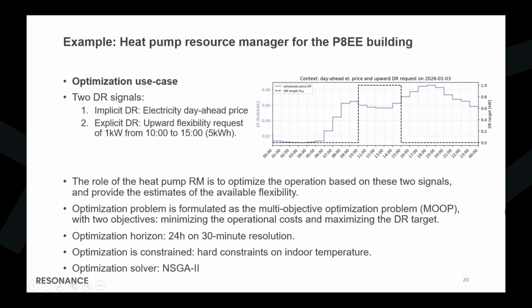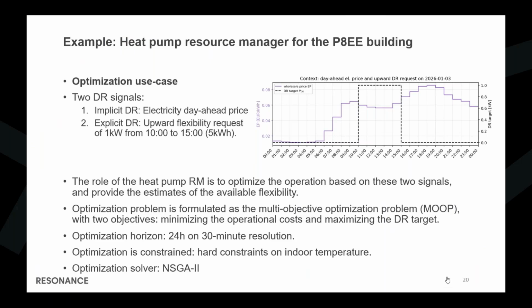The optimization horizon is 24 hours, and we operate on a 30-minute resolution. The optimization is also constrained, where hard constraints are imposed on the indoor temperature. So, for example, the customer energy manager sends these comfort bounds to the resource manager, and then the resource manager informs the optimizer about them. As I said, the optimization solver that we use is NSGA2.